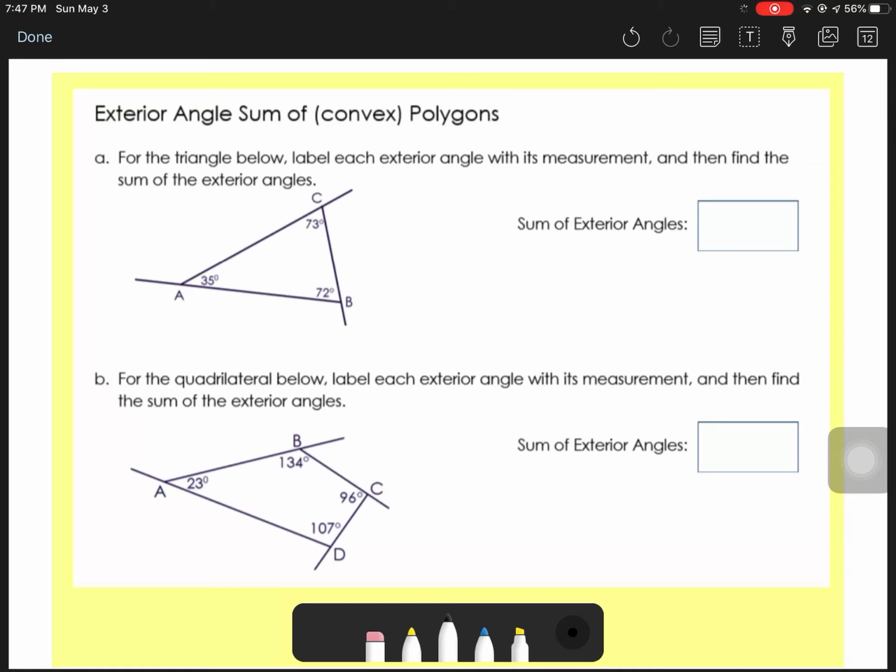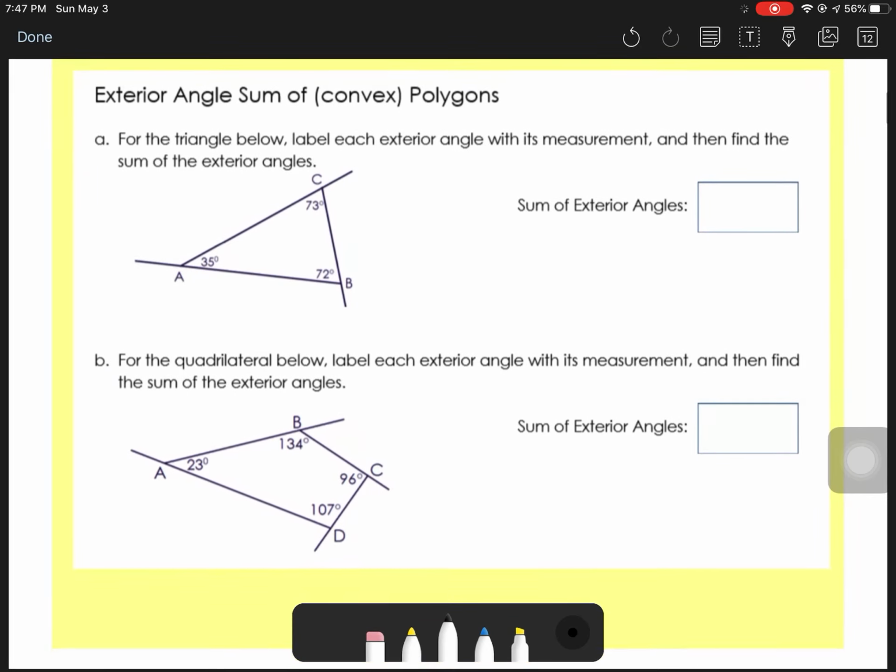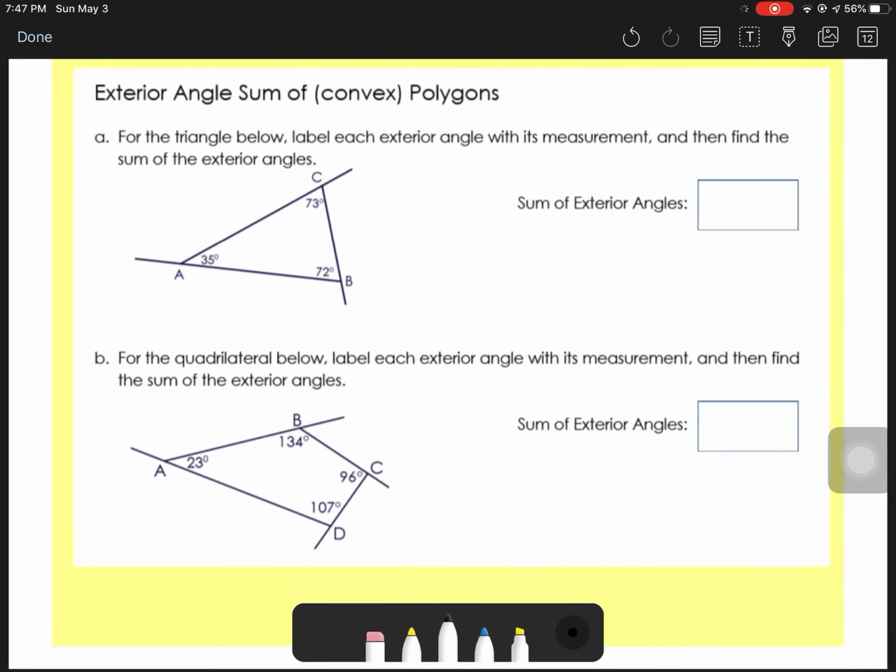So the exterior angle sum of convex polygons. Convex is where all angles are going to push outward in a sense. So concave is the other word that you've probably heard. So I can't do it with a triangle. You can't have a concave triangle. But for now, we're just going to call them convex polygons. This is a concept we'll get into later on.